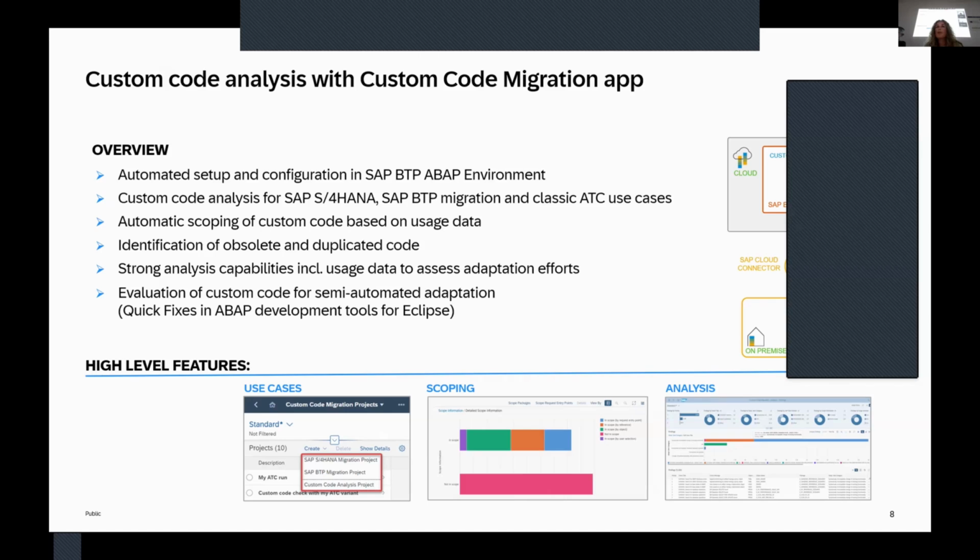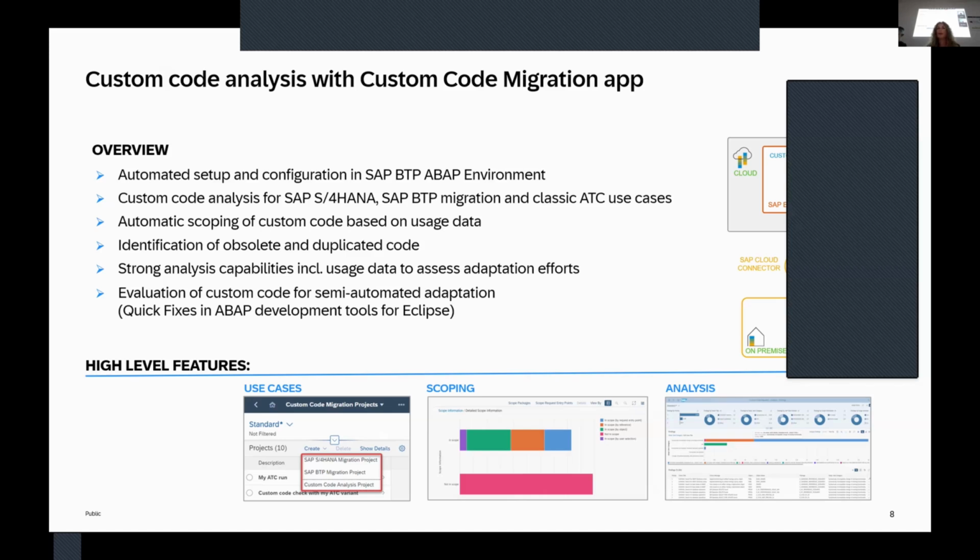At that time, the custom code migration app supported two use cases: checking the code during system conversion for S/4HANA readiness, and in addition, custom code transformation to BTP. For example, if you want to move the code to the BTP ABAP environment, it was also able to create a BTP migration project and check the code for cloud readiness. We extended the custom code migration app so that it is now also able to check the classic ATC use cases. So you can use the custom code migration app as a central ATC run system and provide there any classic ATC check variant.